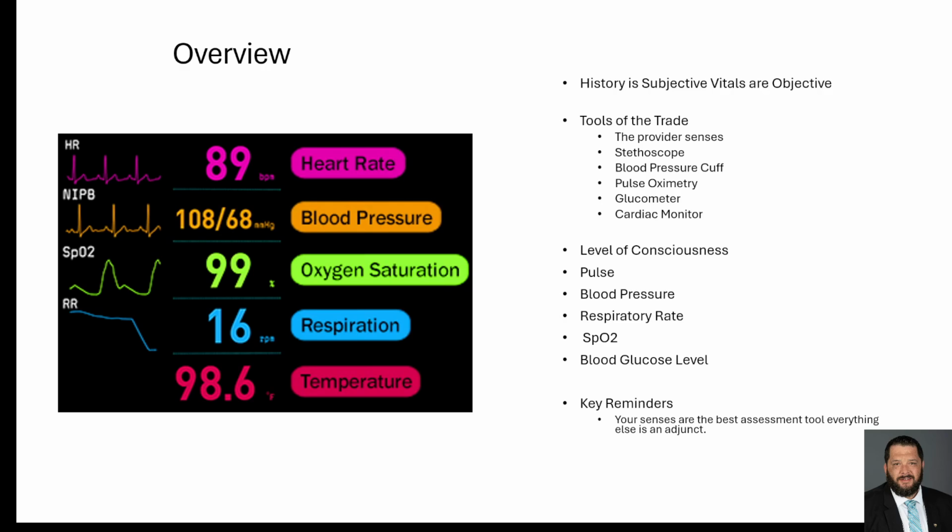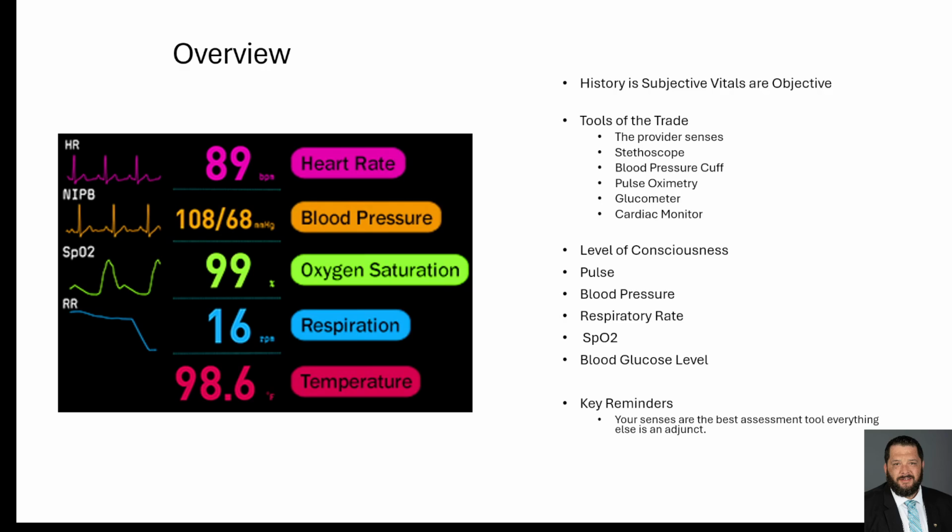You have a lot of tools you're going to use to obtain your vital signs. The first tool is you, the provider. Your senses, your sense of sight, your sense of touch, your sense of smell, and your sense of hearing are all going to be the most powerful assessment tool that you have. Okay. You're also going to use a stethoscope, a blood pressure cuff, pulse oximeter, glucometer, and cardiac monitor, depending on your service or your level of practice.